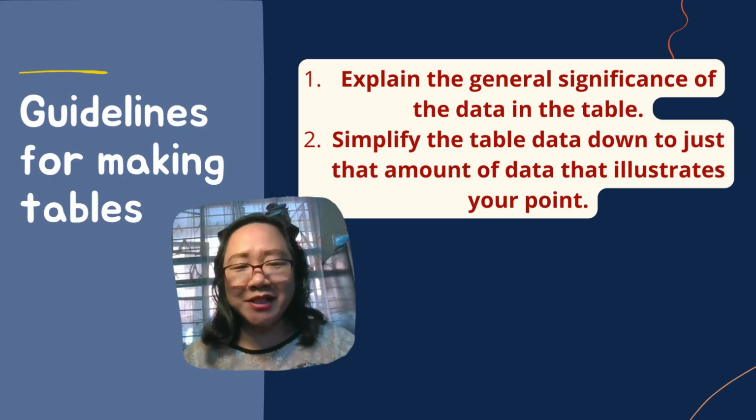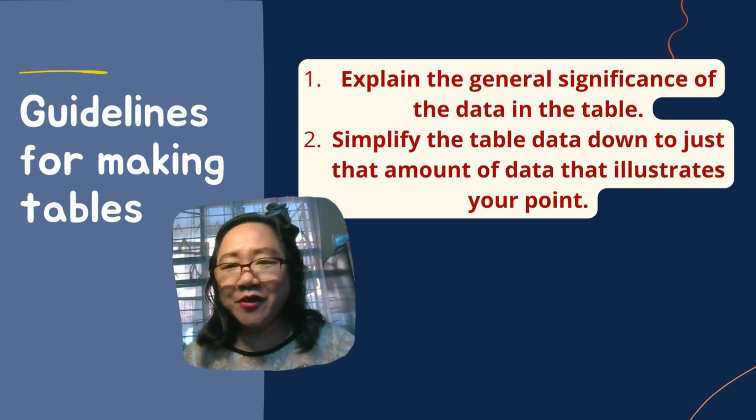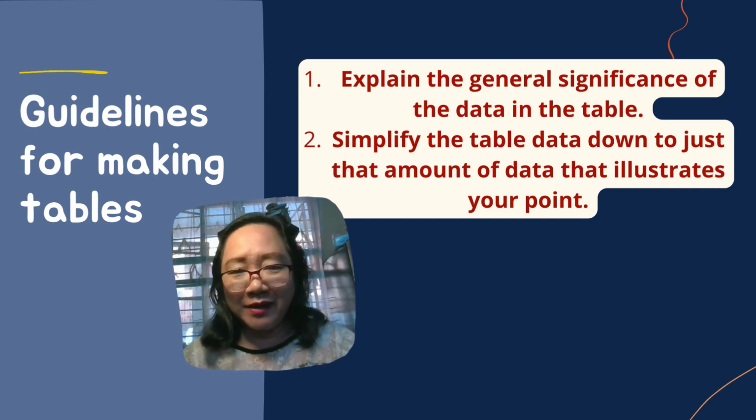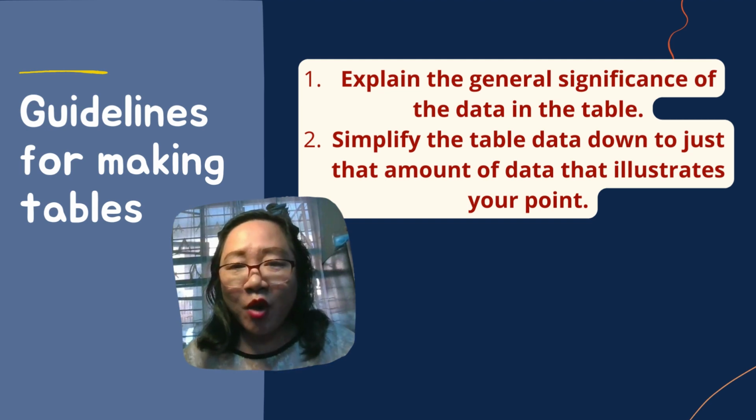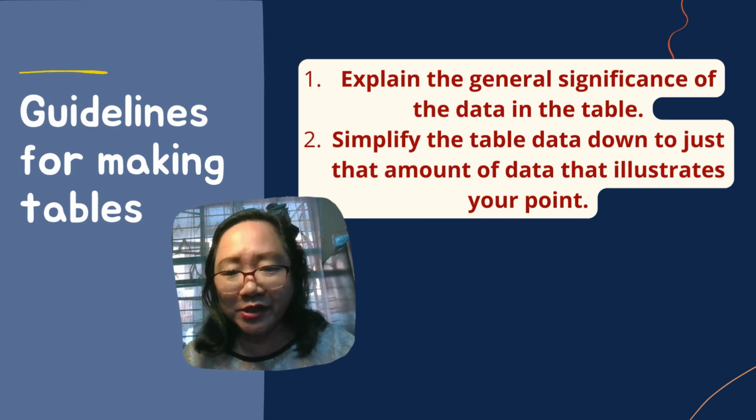Here are some guidelines for making tables. Number 1. Explain the general significance of the data in the table. This means that explain only what are the data in your table. Number 2. Simplify the table data down to just that amount of data that illustrates your point.